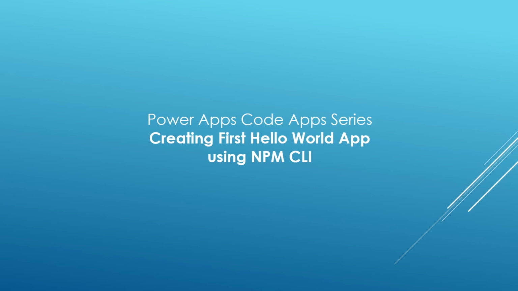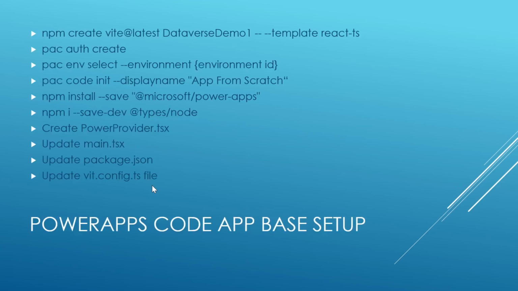Today we are again going to create a Hello World program, but now using the npm CLI. In all the previous videos, we used pac commands, but now we have a new CLI which is going to help us with project creation and all the setup activity. People who followed the previous video would have seen this was the prerequisite, or a high-level step, to set up a new Power Apps Code App project.